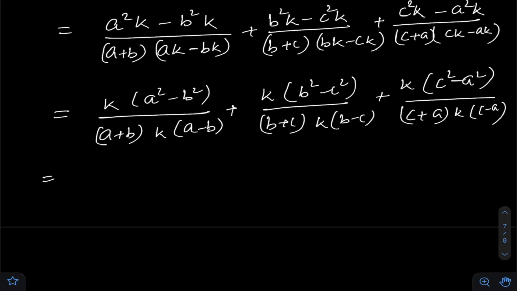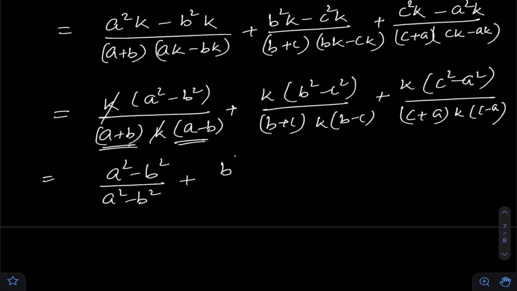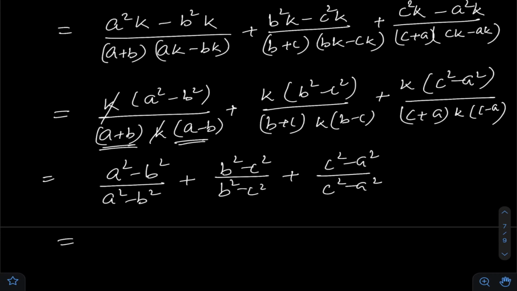Now we can see k is cancelled, and we can write in denominator, we can apply this formula, a square minus b square. Similarly here, b square minus c square, c square minus a square, and they all are cancelling, and we are getting 1 plus 1 plus 1, which is equal to 3, and it is equal to the right hand side. So this was question number 5.